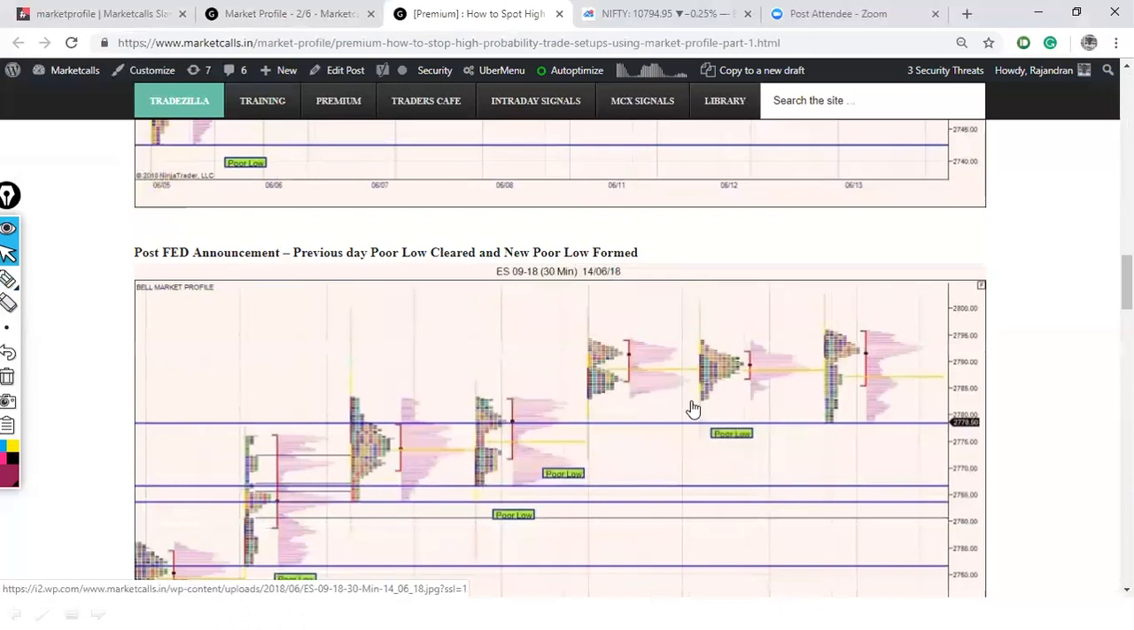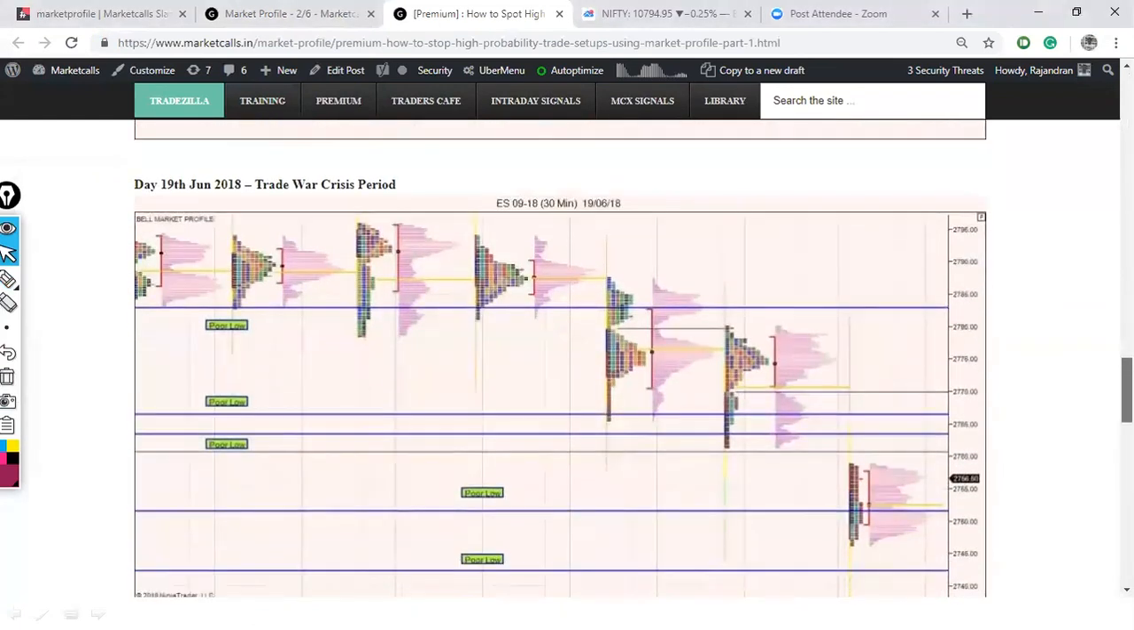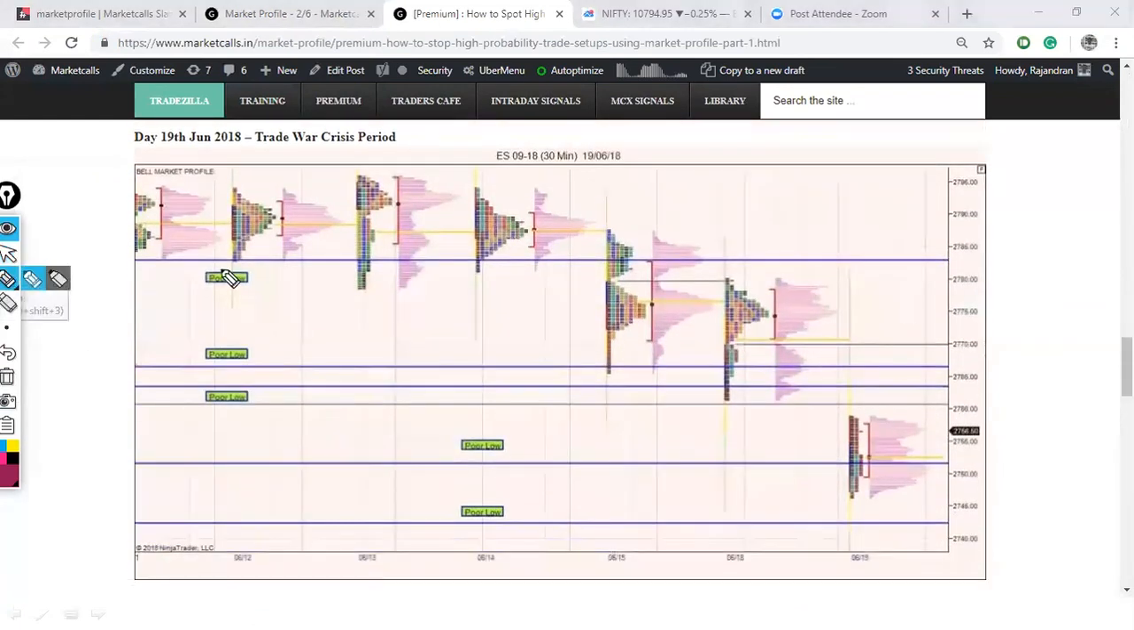It also broke that day's AB poor low. It broke yesterday's poor low, which is also a back-to-back poor low. It broke that, and finally it gave up all its gains. So all the poor low situation, most of the reference levels, got cleared in a span of 4 to 5 trading days.